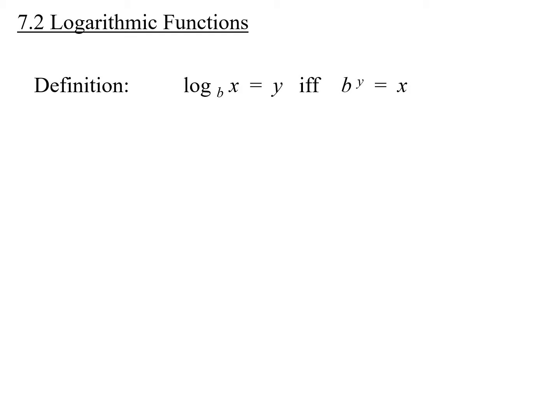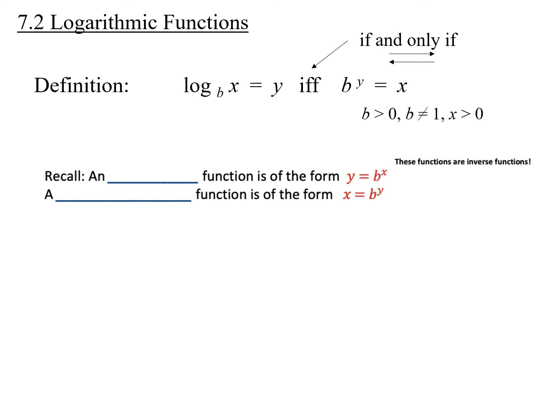Logarithm to the base b of x is equal to y if and only if b to the y is equal to x. This notation, if and only if, is a pretty strong condition. It means not only if this, then that, but also the other way. If this, then that. So it's a stronger condition than just one way. All right, there do come some caveats: b is greater than 0, it doesn't equal 1, and x is greater than 0.